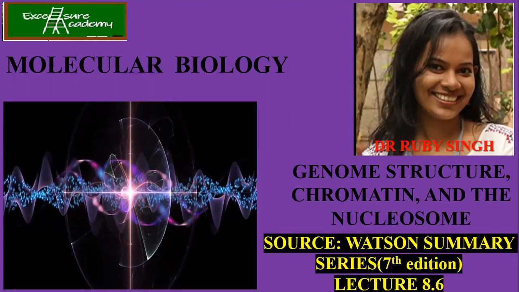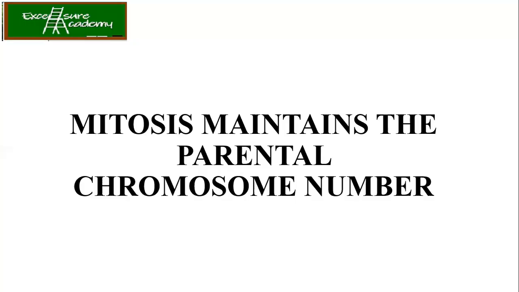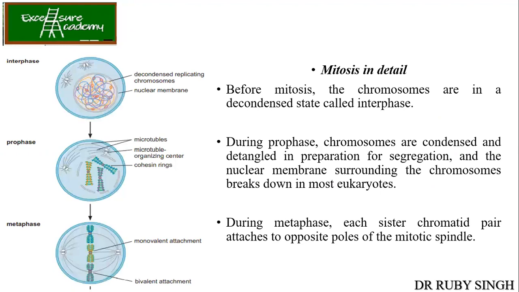So today we are going to do lecture 6 on genome structure, chromatin and the nucleosome of the Watson summary series. In this we are going to talk about mitosis and meiosis. In the previous lectures we talked about centromeres, telomeres, the origin of replication, genome size, the paradox, the complexity at the organism's level, etc. So in this we will talk about mitosis. Here mitosis maintains the parental chromosome number.